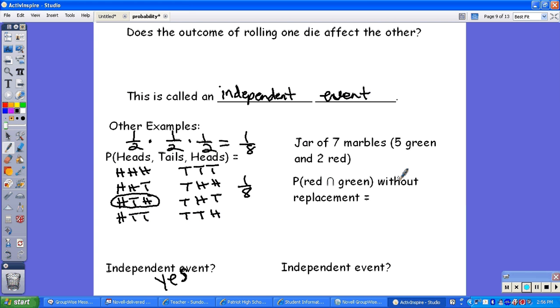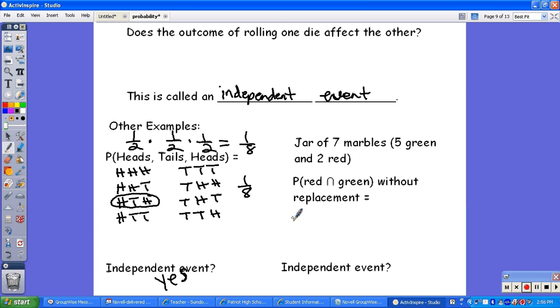Now that's the important piece in this particular problem: without replacement. What that means is that you pull a marble from the jar and you don't put it back. That's without replacement. Replacement says you pull it, you look at it, and then you put it back. If you think about what we did with the Skittles previously, that was with replacement. You pulled out a Skittle, you saw what color it was, and then you put it back in. So that does make a difference.